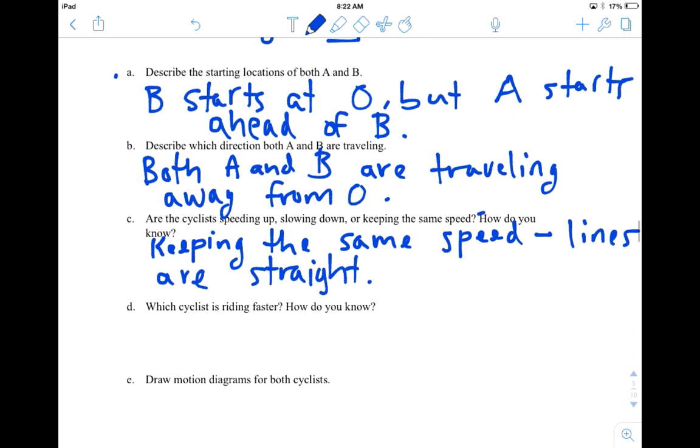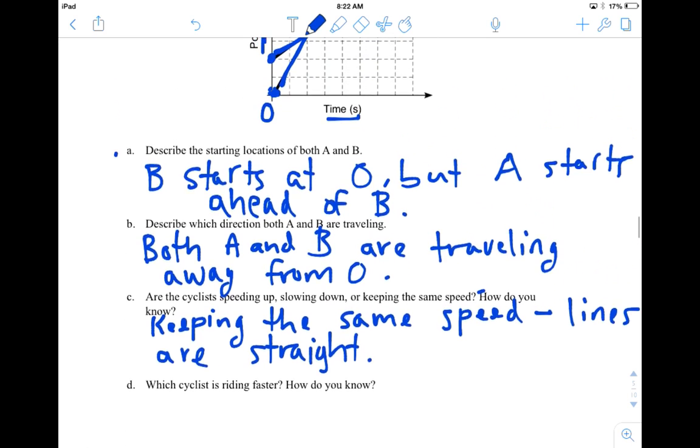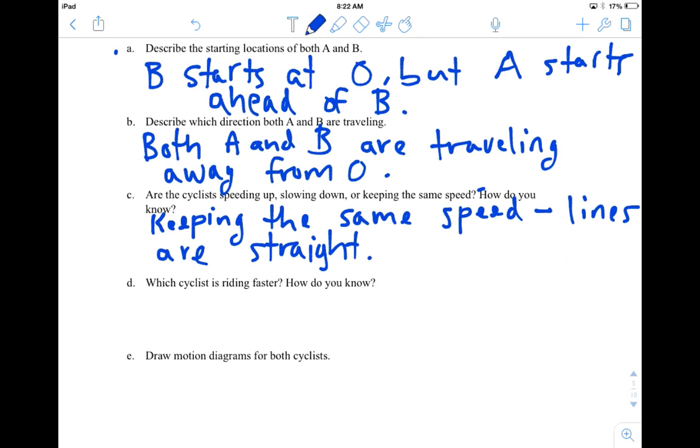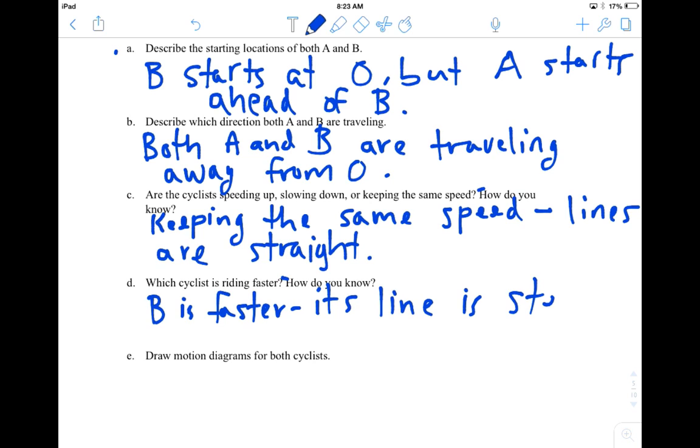All right? Which cyclist is riding faster? Okay, this is easy. We should all know this one. Remember that speed comes from the steepness. B is clearly steeper, okay? So B is faster. So I'm going to say B is faster. Then it says, how do you know? So I'm going to say its line is steeper.